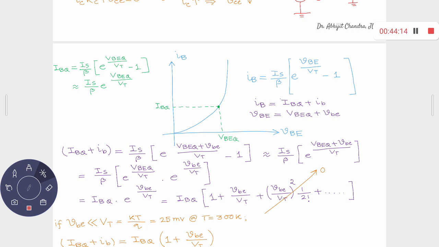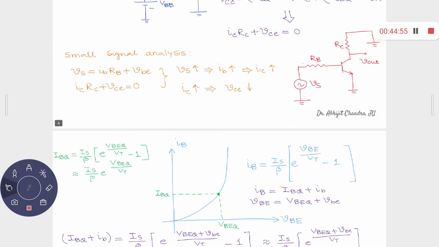Now what you find? Ultimately, as I said initially, we are going to design a linear amplifier. Additivity and homogeneity, these two conditions must hold true. That means IB and IC are related linearly. As long as the device is operating in the active region or linear region, IC is equal to beta times IB. But remember, the relationship between VBE and IB is not at all linear. It follows an exponential relationship. Already I have mentioned that.